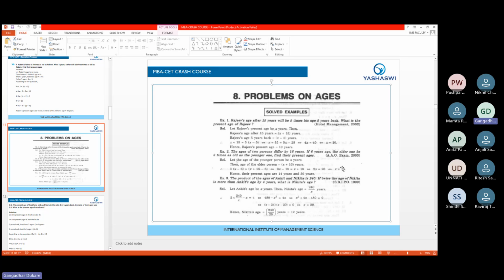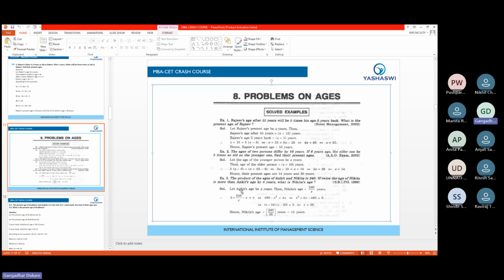The third question is again on the basis of a product. The product of the ages of Ankita and Nikita is 240. If twice the age of Nikita is more than Ankita's age by 4 years, what is Nikita's age?